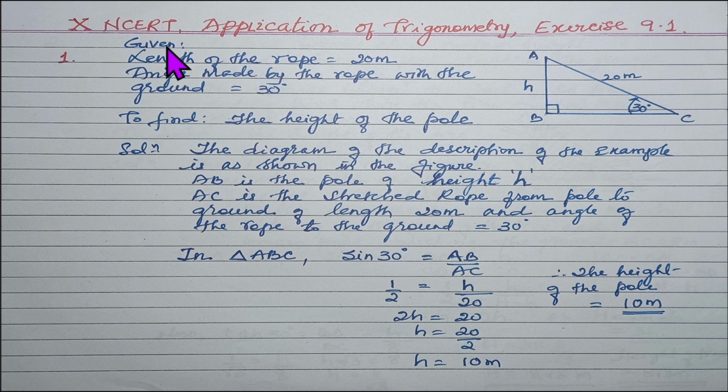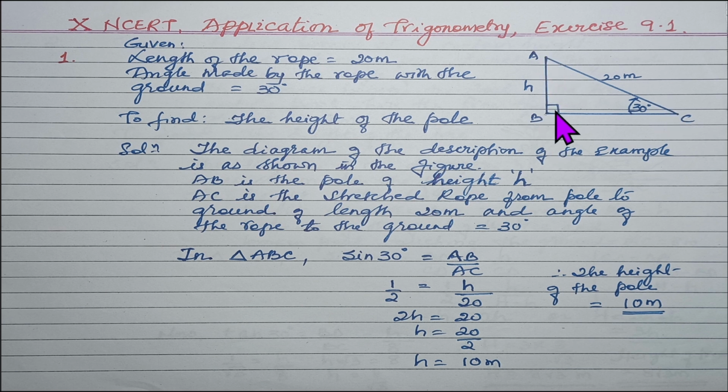In the first example, there is a pole, and to that pole and to the ground there is a rope tied, very stretched across the pole and the ground. There is a point C on the ground. There is a rope of 20 meters length. That's what is given here. The length of the rope is 20 meters, and the angle which the rope makes with the floor is 30 degrees, and we have to find the height of the pole AB.